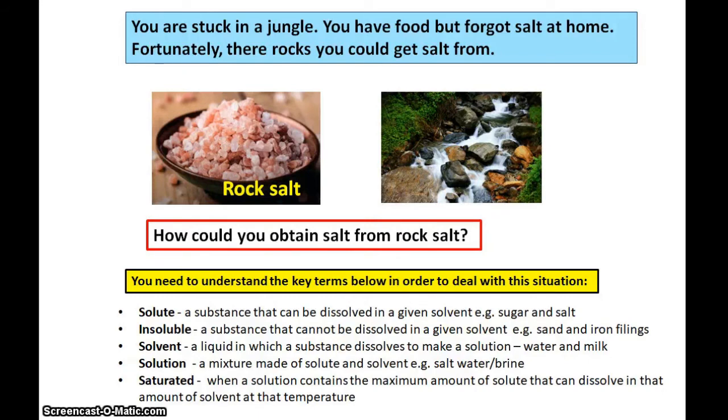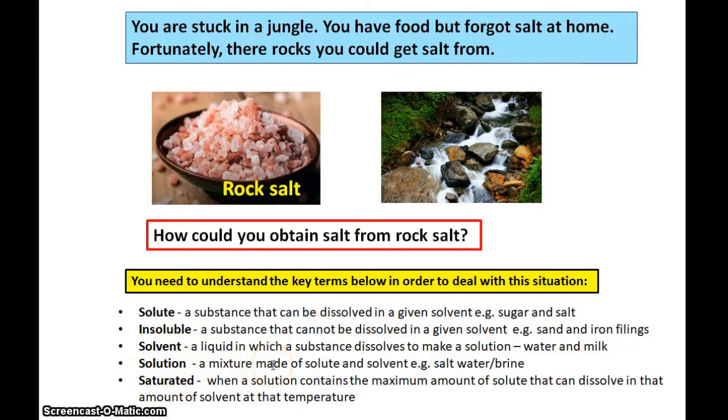Now, to understand how to tackle this challenge, or understand separation techniques generally, you need to get the meaning of these key terms. Solute: a substance that can dissolve. So a substance that can be dissolved, so salt, for instance, or sugar will dissolve in water. So the solute is salt or sugar. The solvent is the liquid. Insoluble means doesn't dissolve. Sand does not dissolve in water. Sand is insoluble in water.